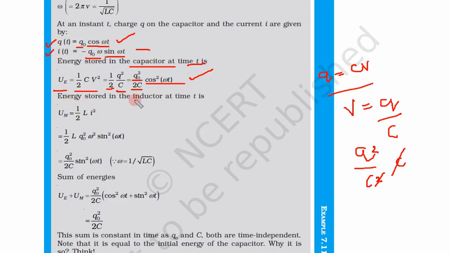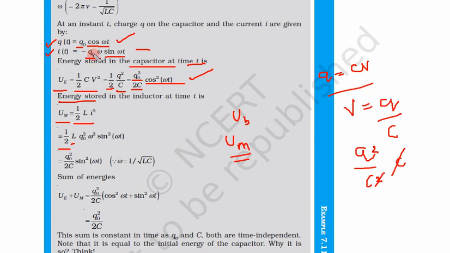After that, we have to calculate the energy stored in the inductor at time t. In the inductor we have stored magnetic energy, sometimes shown by UB. Here they have shown it by UM. Again, this is a kind of magnetic energy. This magnetic energy is half L i square. So this is half, L is L. Let us put the value of I square.